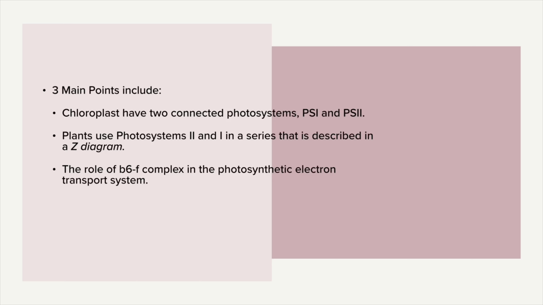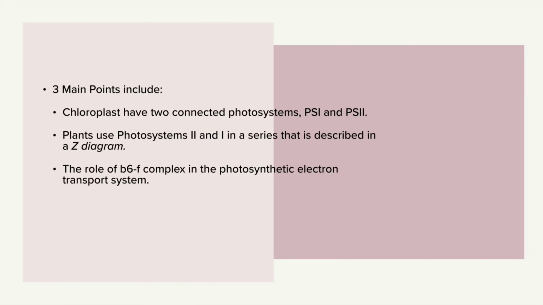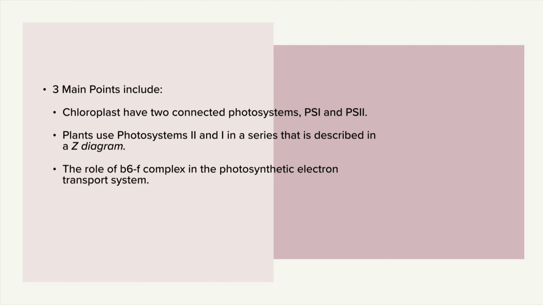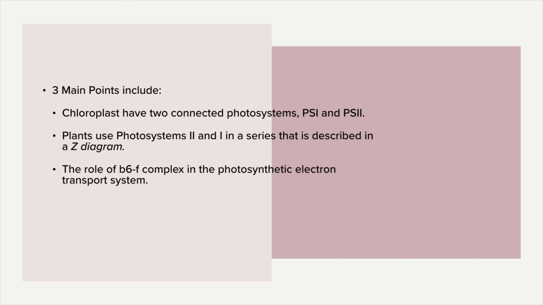Our three main points include the chloroplast having two connected photosystems. You'll often see that the photosystems will be abbreviated as PS1 or PS2. Plants use Photosystems II and I in a series that is described in a Z diagram. It's important to note that the Z diagram depicts light and how it is used during photosynthesis. And the last main point is the role of the B6F complex in the photosynthetic electron transport system.